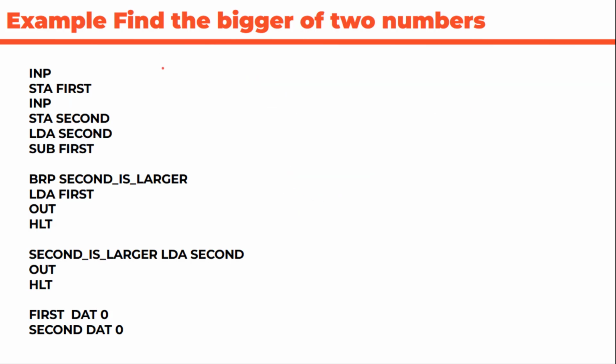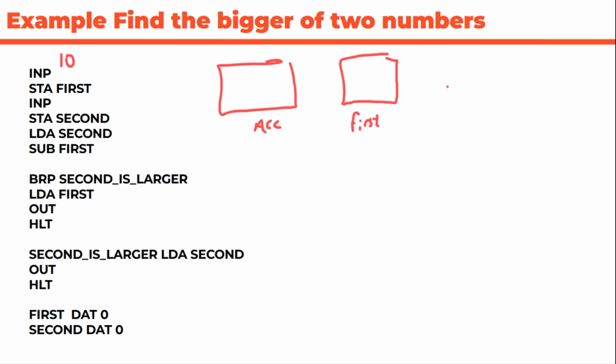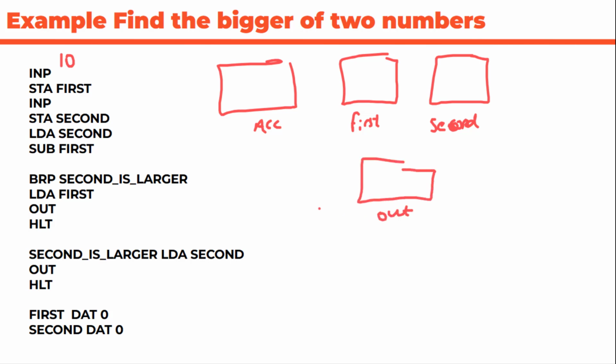Let's try it the other way around, just to prove the point. Okay, we're going to input the first number being larger this time, so we'll go with 10. So here's my ACC. Here's first. Here's second. Can't spell. And here's out. Drawn very crudely.